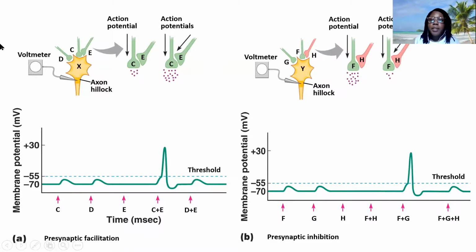So let's look at some examples of presynaptic modulation. So let's look at presynaptic facilitation first. Presynaptic facilitation is basically where we increase the amount of neurotransmitter that the neuron is releasing. And the important thing that I want to point out here is that this neuron does not have a membrane potential change. So it's not releasing neurotransmitter itself. It's just affecting or influencing how much neurotransmitter is going to be released.